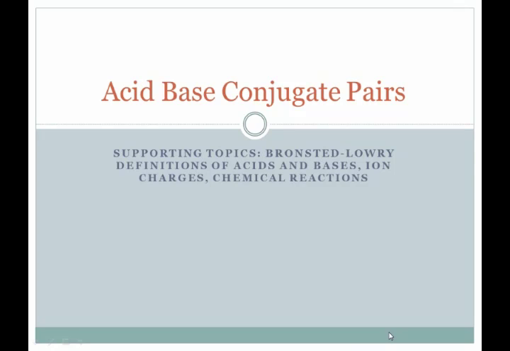We're discussing how to determine the acid and the base and the conjugate acid and the conjugate base, otherwise known as acid-base conjugate pairs, in this video. And in order to understand this, you really should be familiar with the Bronsted-Lowry definition of acids and bases, how to figure out ion charges if you're passing a positive back and forth, and then have a general basic understanding of chemical reactions.